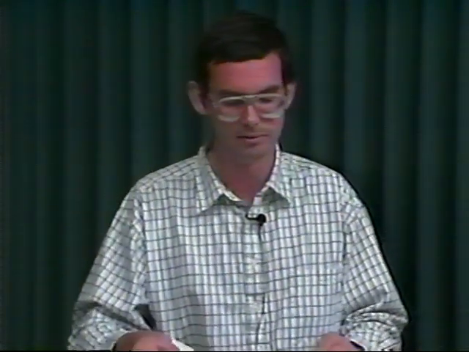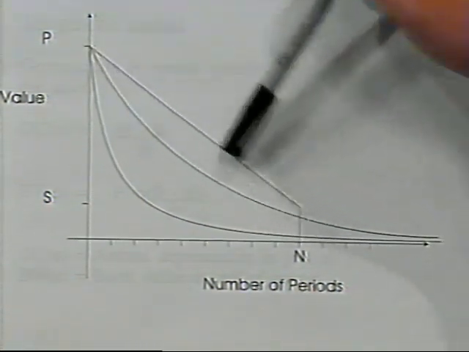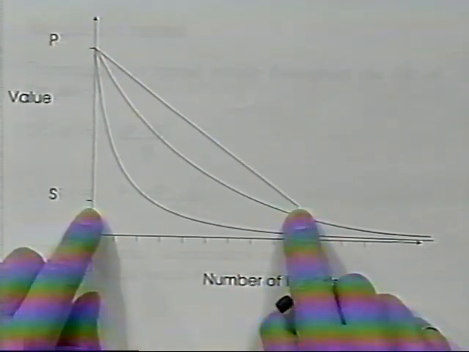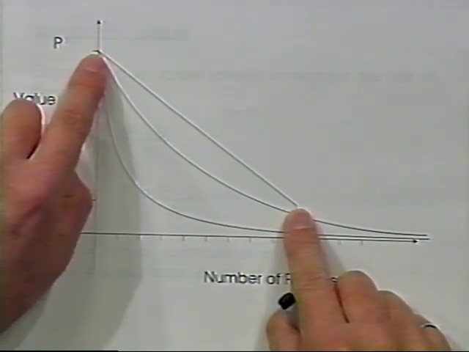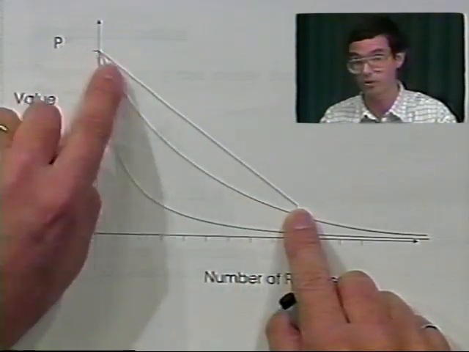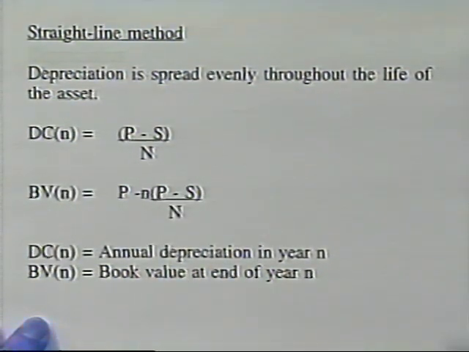For the straight line method, we can see the book value of the asset as a straight line between the first cost, P, and the salvage value after N periods, S. It is assumed to lose value evenly throughout the life of the asset, and thus the term straight line. To calculate the depreciation charge, that is how much it loses each year in value, you simply take that first cost P, subtract the salvage value S, and divide by the number of periods. So it's an even amount every year that the asset loses its value.